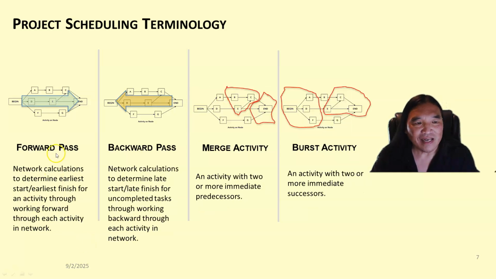A forward pass is when you do network calculations for an activity going through the network. Backward pass is when you look at it from the end going back. Merge activities are when things come together, like B and E come together as C. And burst activities are when you come off in a bunch of different parallel activities. So after you begin, it bursts out into A, D, F.